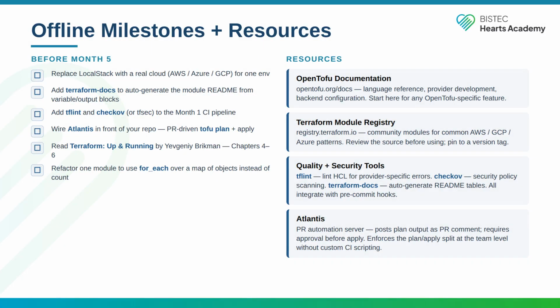Six milestones before month 5. Replace LocalStack with a real cloud account for the dev environment. Same modules, two line changes in the provider and backend configuration. This validates that your modules work against real cloud APIs, not just the mock.